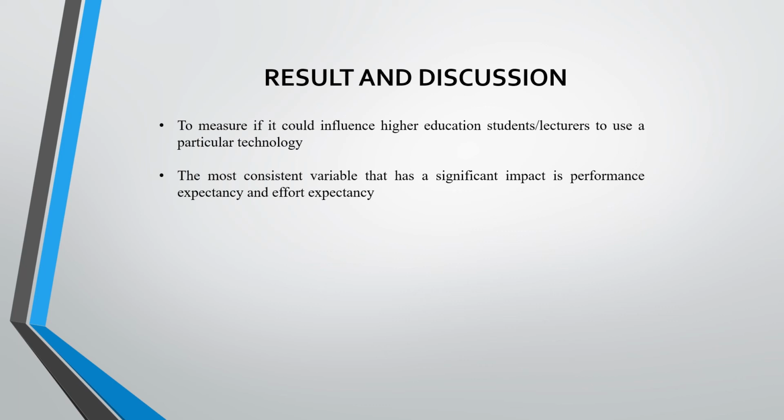The findings showed that 9 articles use variable use as a dependent variable, the same as the original UTAUT model. The results are inconsistent among constructs: perceived performance expectancy, effort expectancy, social influence, and facilitating condition. The articles have been reviewed. The most consistent variables that have a significant impact are performance expectancy and effort expectancy.